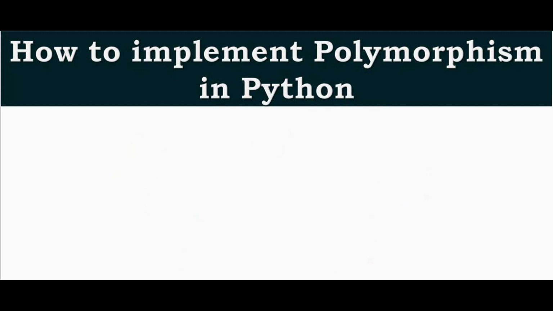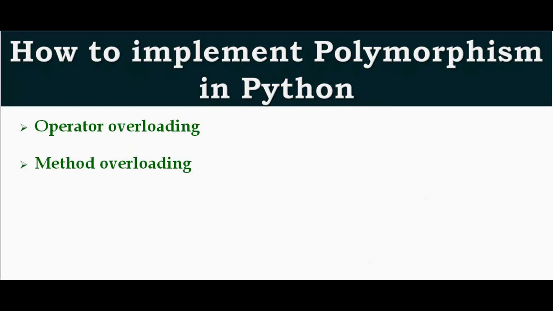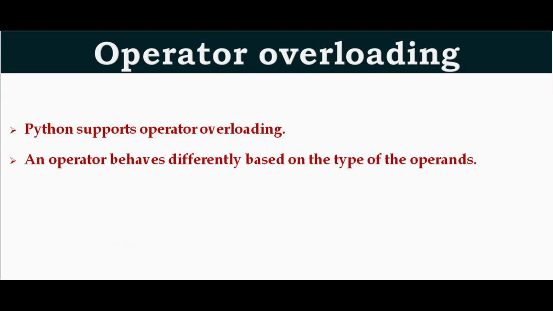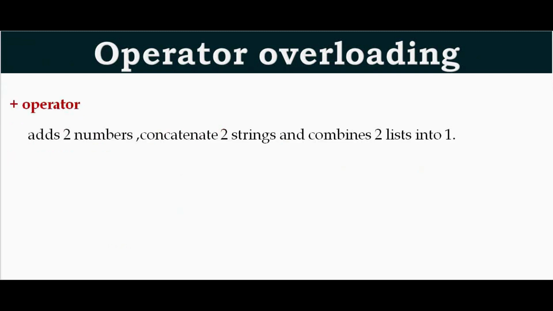There are 4 methods through which you can implement polymorphism. First, operator overloading, then method overloading, method overriding, and using the duck typing philosophy. What is operator overloading? An operator behaves differently based on the type of the operands used. That is, the same operator behaves differently with different types.